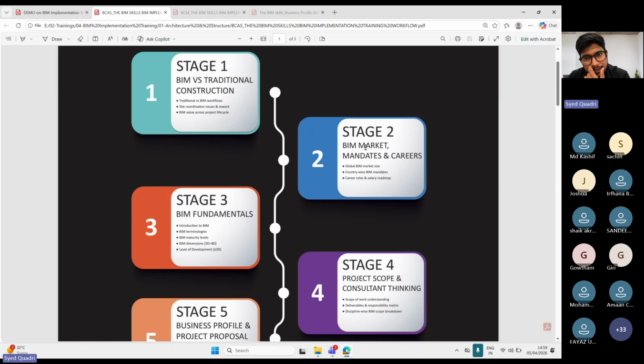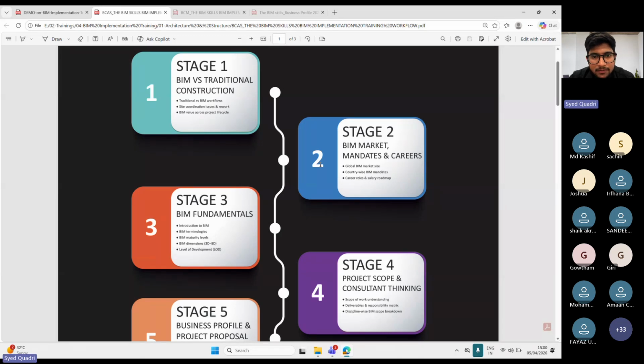In the second stage, we will understand the BIM market. Before jumping into any industry to build a career, we should know what the market is and why BIM is growing, about the mandates, and about the career, like the global market size of BIM and country-wise BIM mandates. We'll also see career roles and the salary roadmap. If we are doing a job, how much can we earn? If we are doing self-employment, how much is the possibility of growth in terms of personal and professional? And if we start a business, what is the possibility of growth?